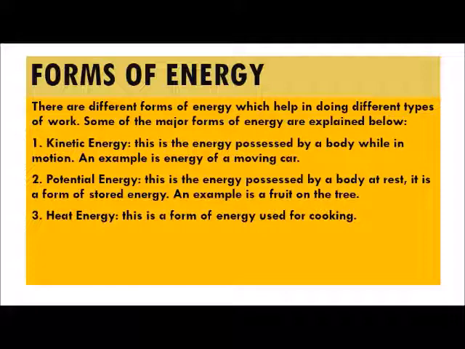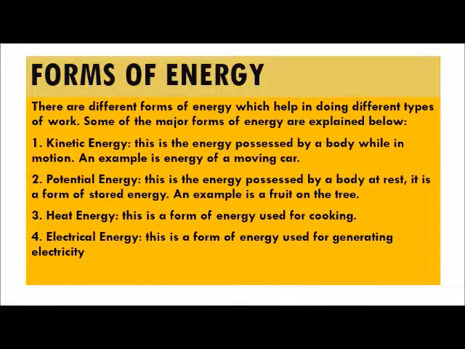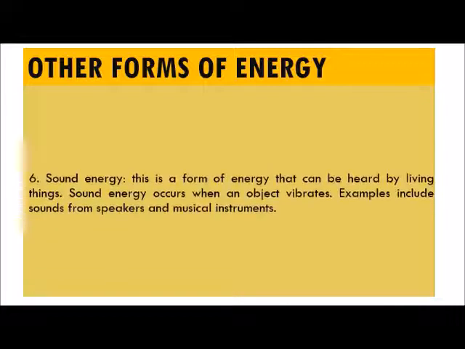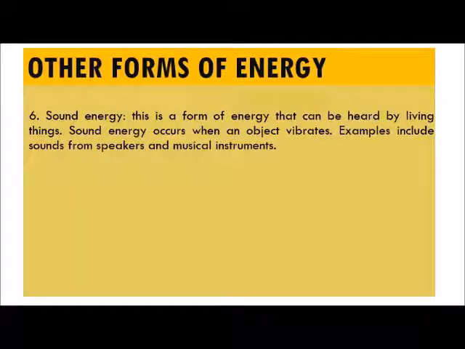3. Heat energy. This is a form of energy that is used for cooking. 4. Electrical energy. This is a form of energy used for generating electricity. And 5. Light energy. The energy possessed by torchlight and bulb. Other forms of energy. Number 6. Sound energy. This is a form of energy that can be heard by living things. Sound energy occurs when an object vibrates. Examples include sound from loudspeakers and musical instruments.